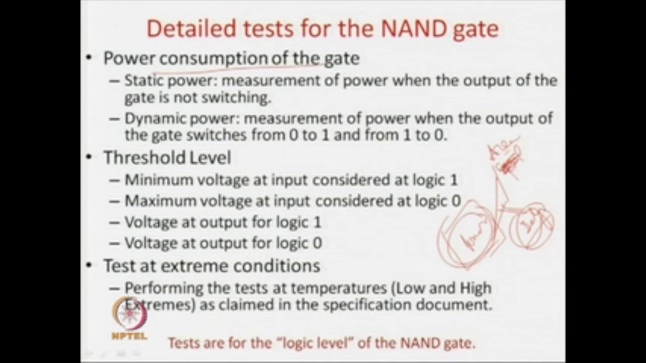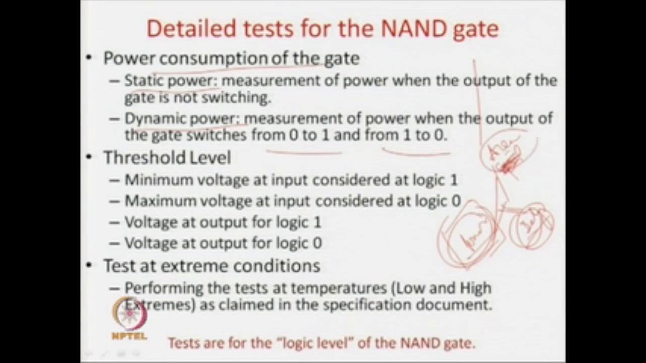We generally measure two types of power. One is static power, that is, when the gate is not functioning, there can still be some power loss because of leakage. The other is dynamic power, when your circuit is switching from 0 to 1 and 1 to 0; there is also some power loss there. So you have to measure those. Then you can say that the power of my circuit is this much, the delay is so much, and functionally it is correct.